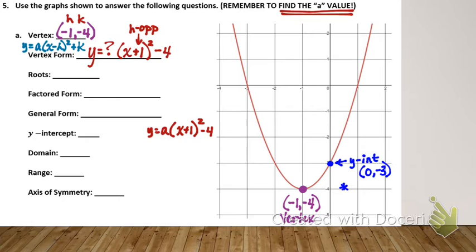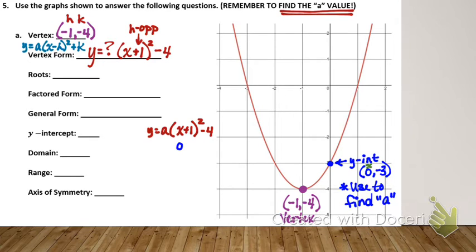We're going to use this to find a. And there's nothing special about it being the y-intercept. It just needs to be a point that's on your parabola that's not the vertex because we've already used those numbers. Where would I put the 0 in this equation? That's going to take the place of which part? X. That's the x part of my ordered pair.